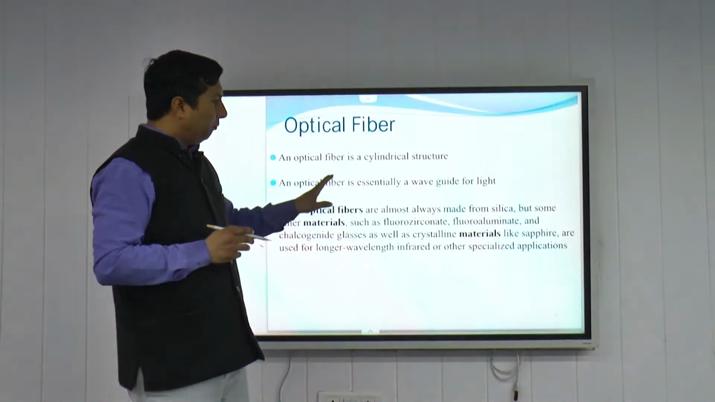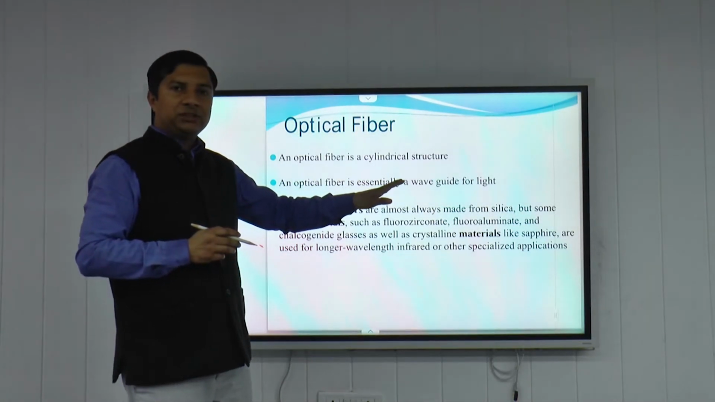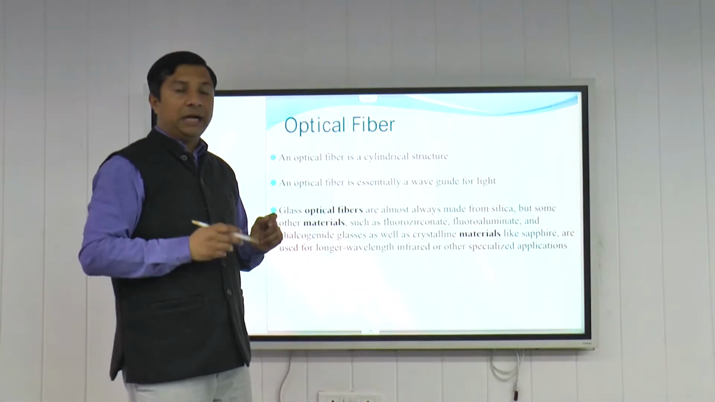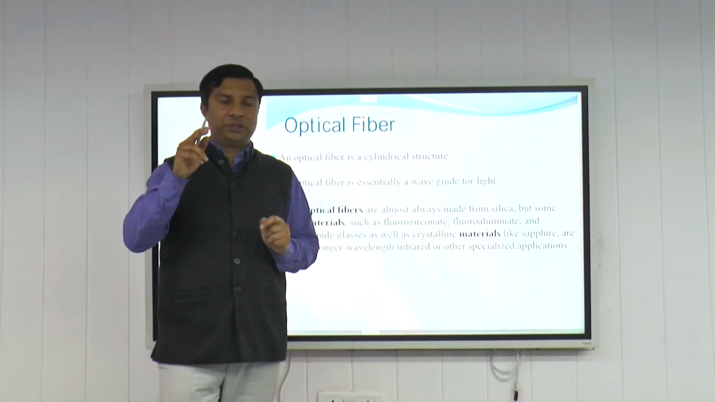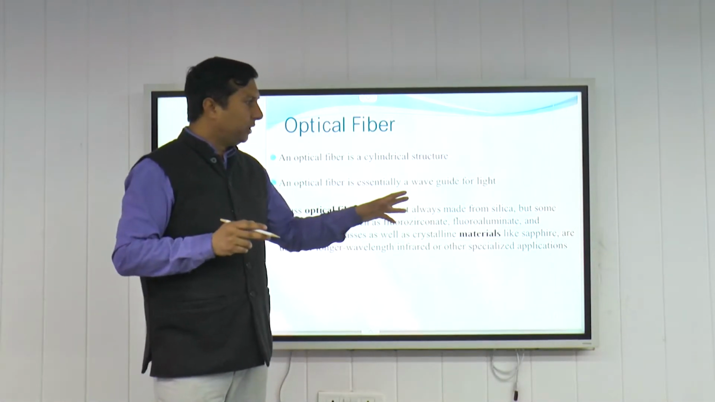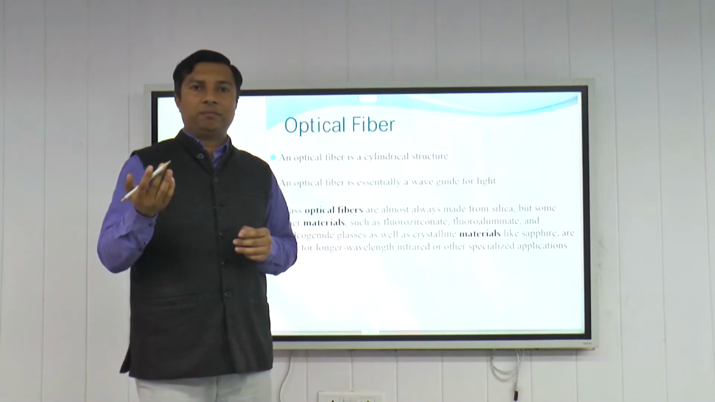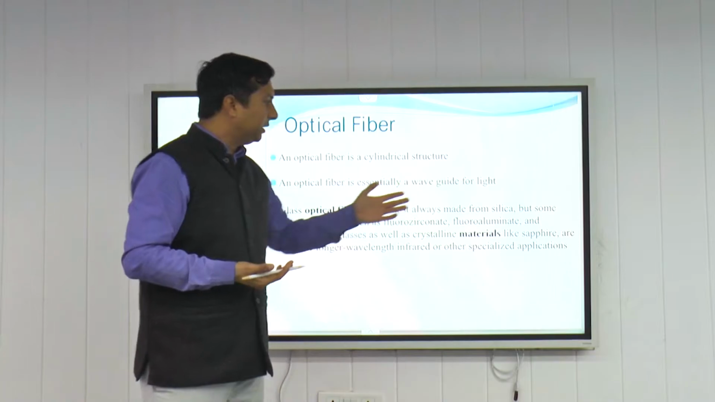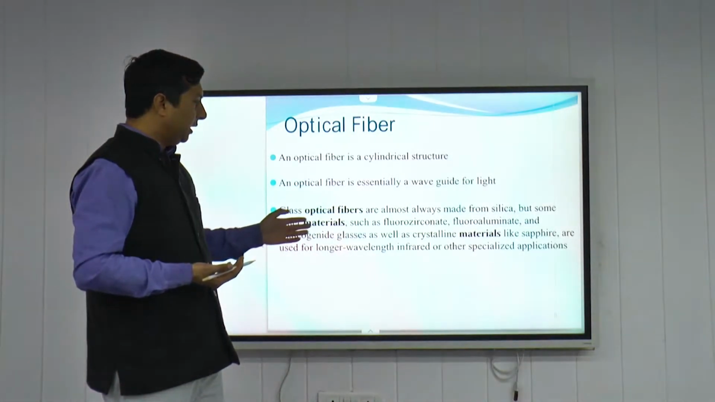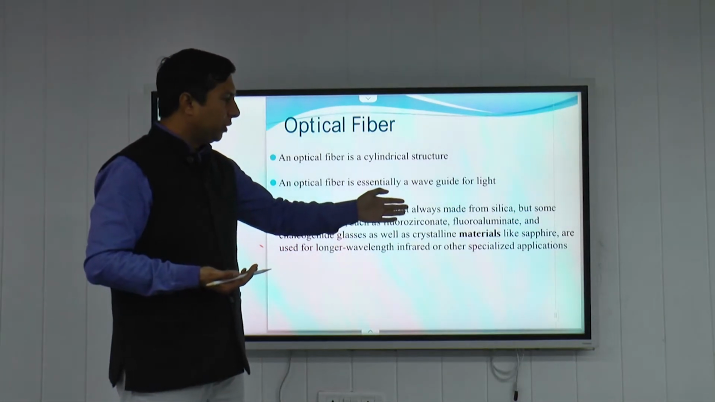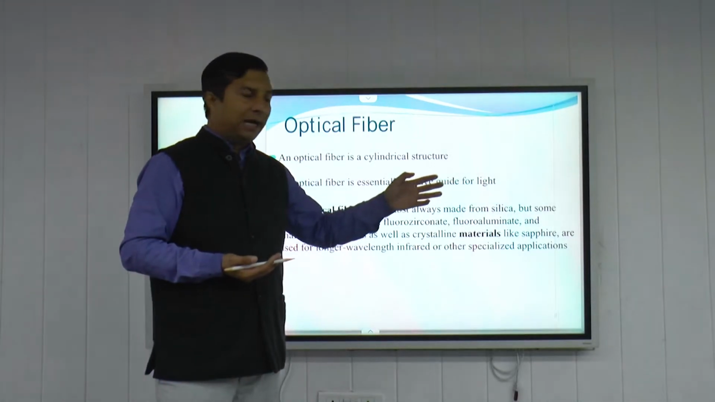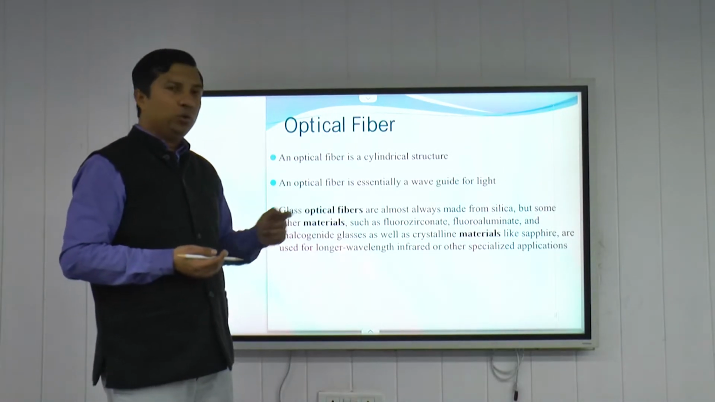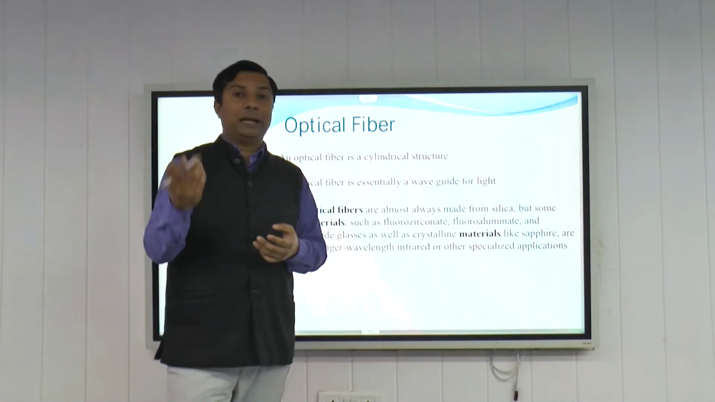Now, mostly glass fibers are made up of silica, and we get it from sand, a special sand. But some other plastic-based optical fibers are also there. Many other materials are also there other than silica, that is fluorozirconate, fluoroaluminate, and many other materials that can be used depending upon the application.